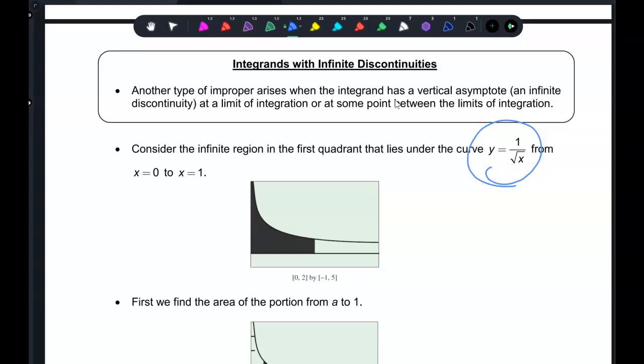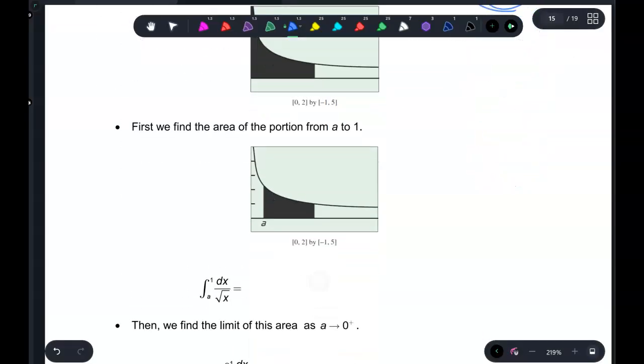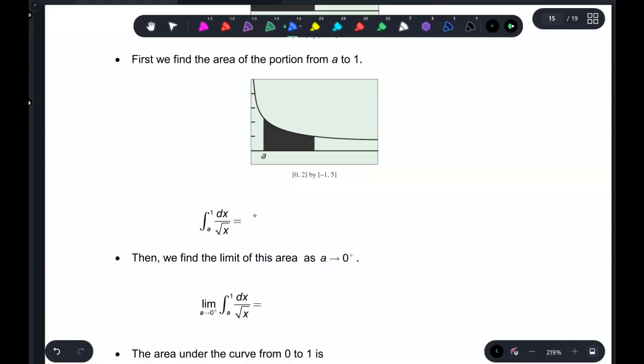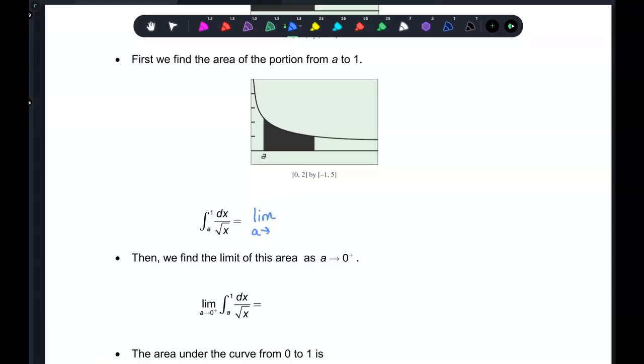So what we would do is, instead of putting a 0 here, we would put an a. So we would rewrite this as the limit as a approaches 0 from the right. Because remember, with a vertical asymptote, when we're actually evaluating the limits, we can only evaluate it from the left or the right.